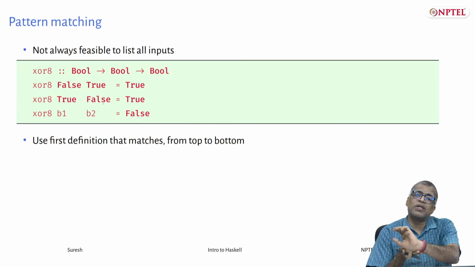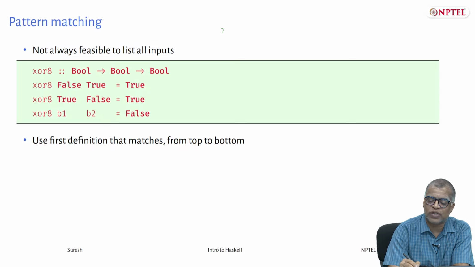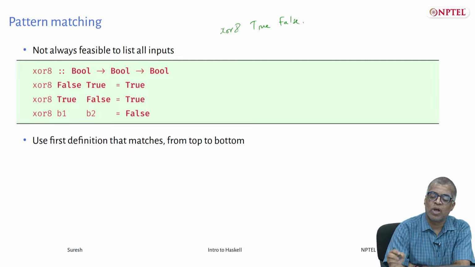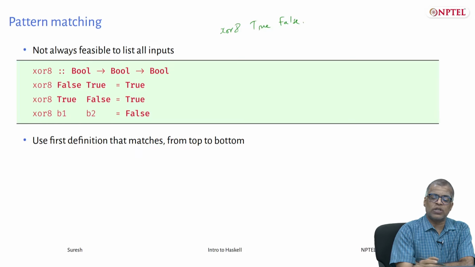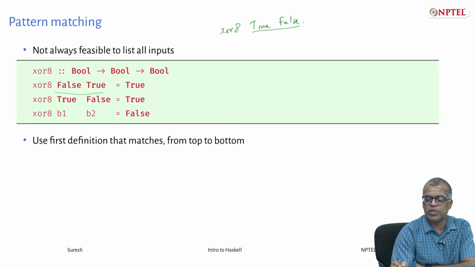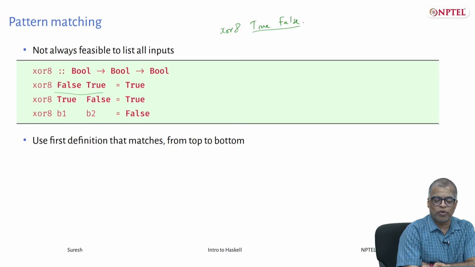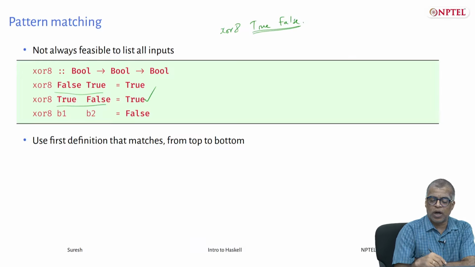So, in general, when you invoke this XOR 8 function by saying XOR 8 true, false, let us say, the Haskell runtime, the Haskell engine, will go through this definition line by line. It will look at the first line, false, true. It will try to compare it to the inputs here. False, true is not the same as true, false. True, false is the same as true, false. So, it will apply this definition and it will go through.